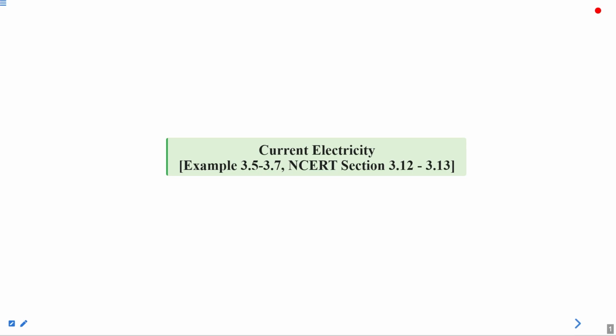Hello, students. The topic that we are going to cover today is current electricity, examples 3.5 to 3.7, NCERT sections 3.12 and 3.13.